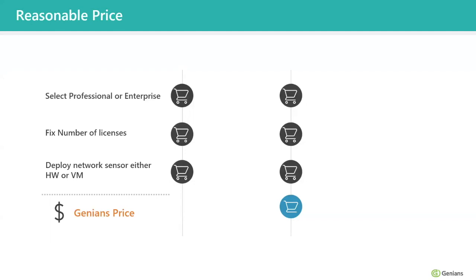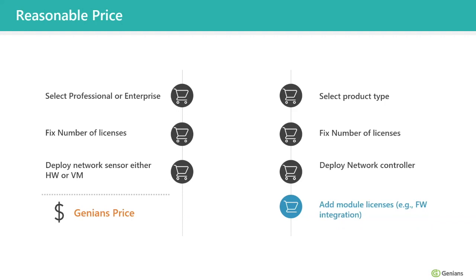However, in case of the other competitor, select the product type, it is the same, and fix the number of the license, deploy the network controller, either hardware or VM. So far, you find that there is not much difference from the Genian NAC, but however, if you want integration, it can be charged to the customer. They are the items on one of our competitor's quotation.